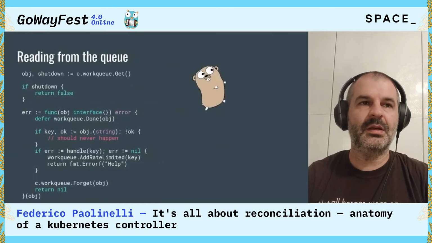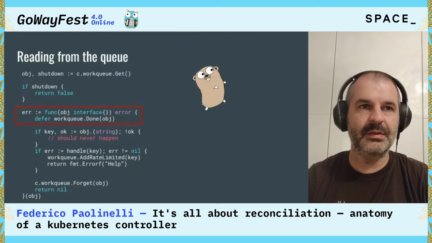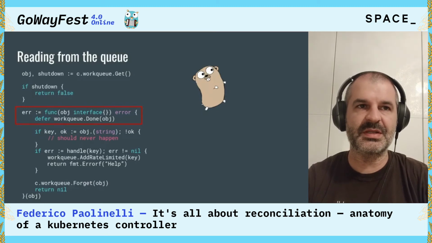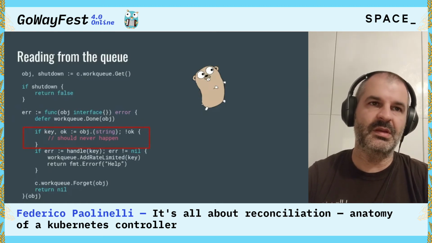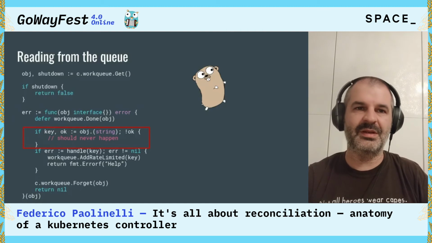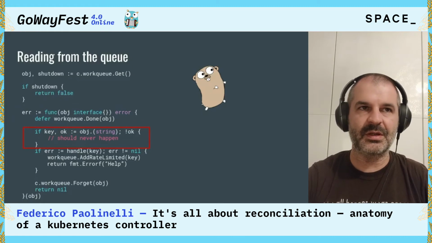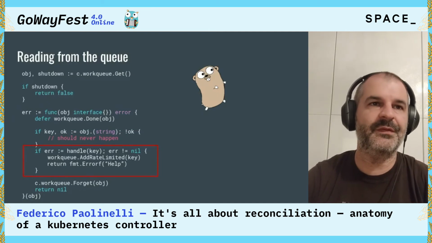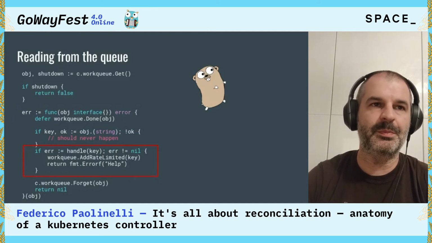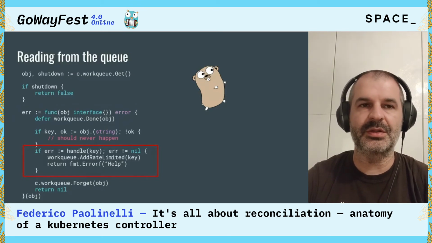On the other side, reading from the queue, you just get the element. You want to call done whenever you finish processing it. You retrieve the key, casting it to a string. This fail should never happen. I'm not always confident in writing "this should never happen" in a comment in a piece of code, but this is an example, so it's fine. And then you handle it. If some errors happen, then you put the key back to the queue and then call it a day. And then the queue will handle the retry for us.